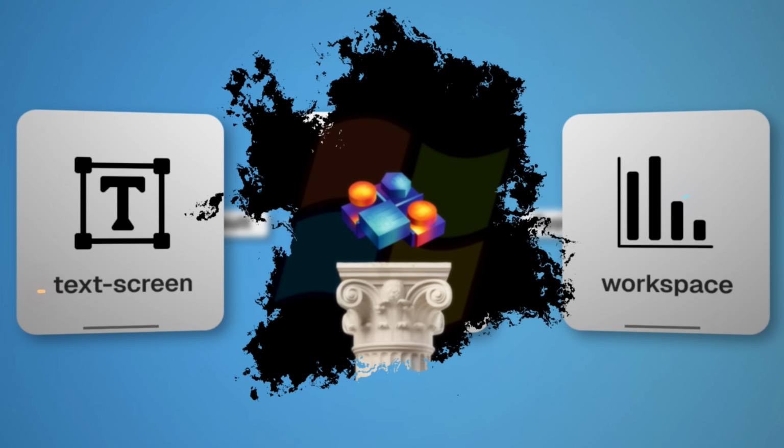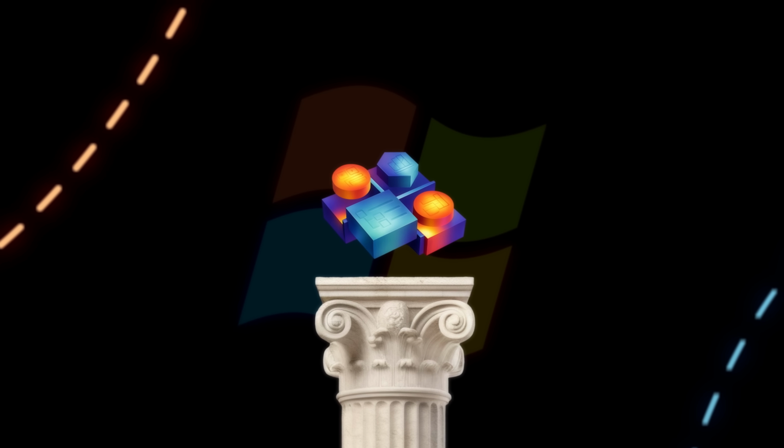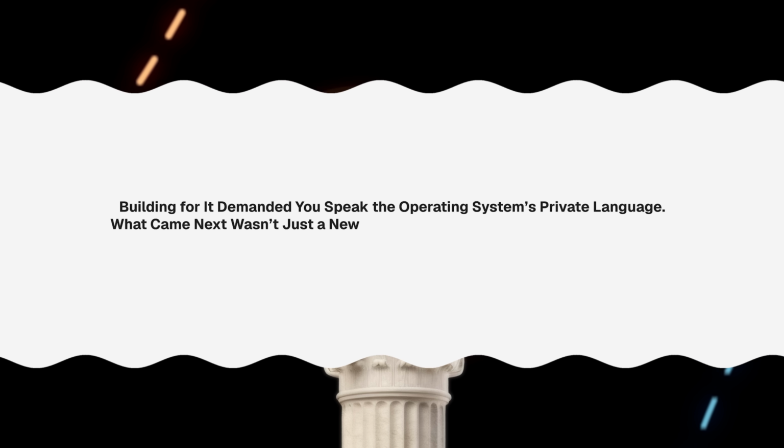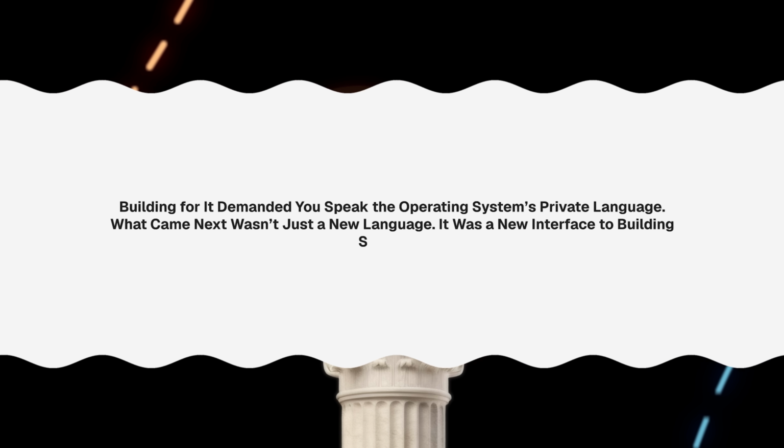So Windows had a contradiction at its core. It wanted to be the platform for everyone. But building for it demanded you speak the operating system's private language. What came next wasn't just a new language. It was a new interface to building software.